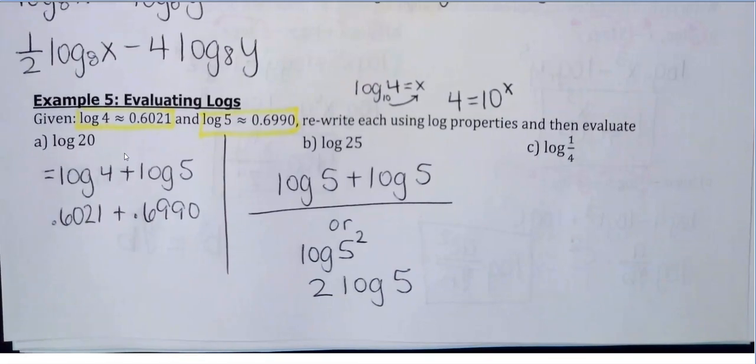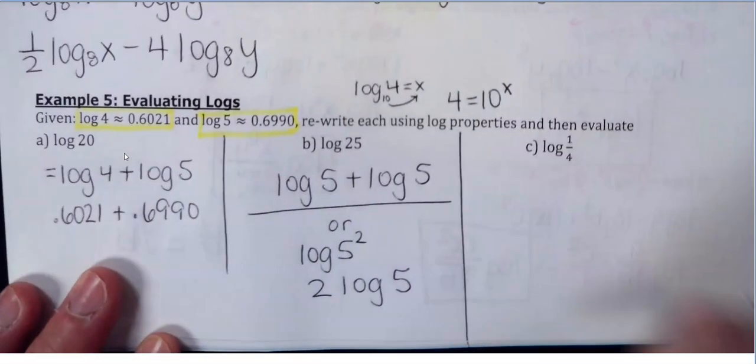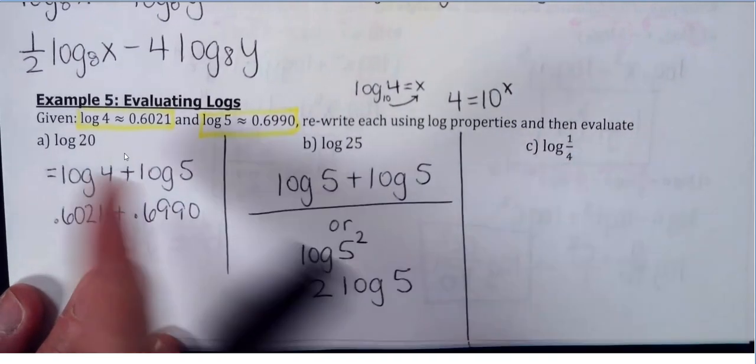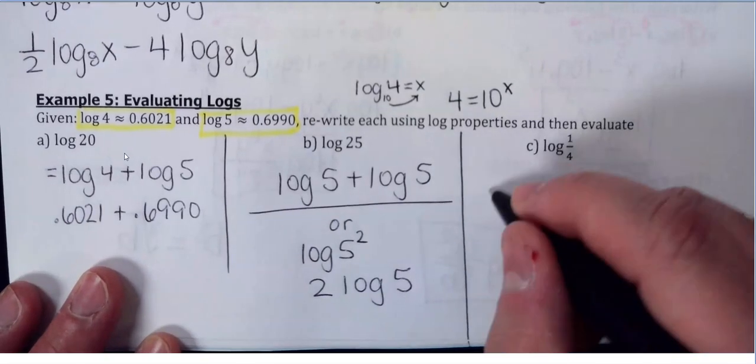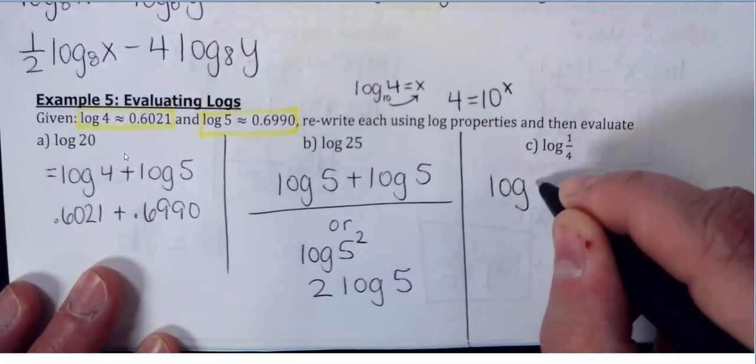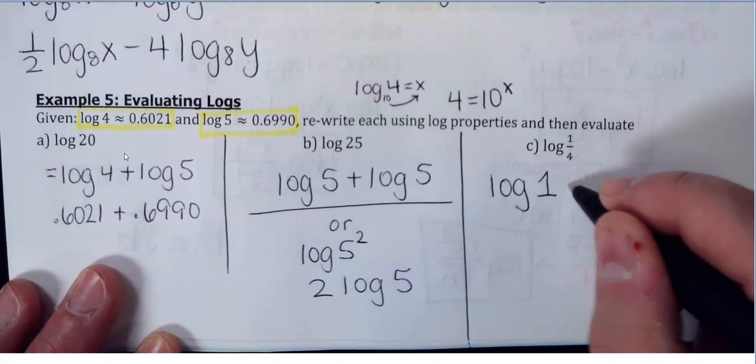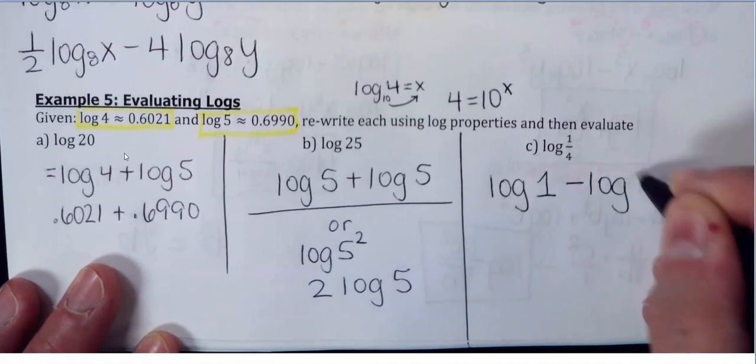Okay, now, this last one's the weirdest. So you're like, Miss Grody, you didn't put anything about log of 1 in the directions, so how am I supposed to do this? Okay, so I'm going to show you. I'm going to apply the quotient rule here real quick. So I would write log of 1 minus the log of 4.